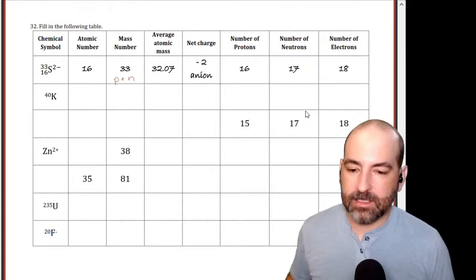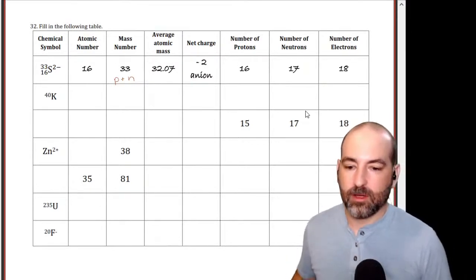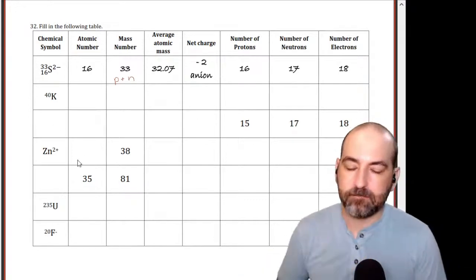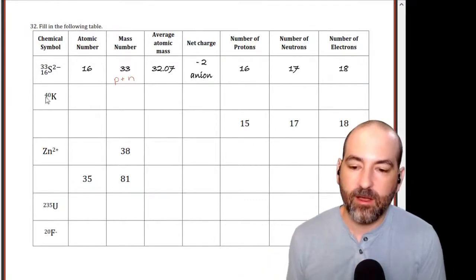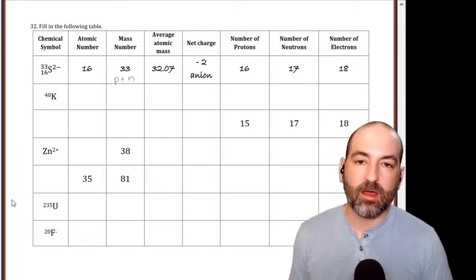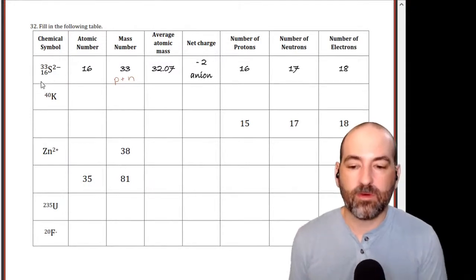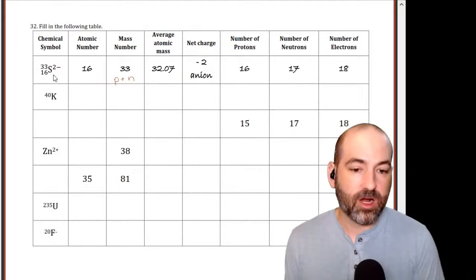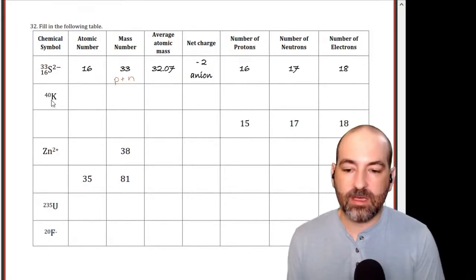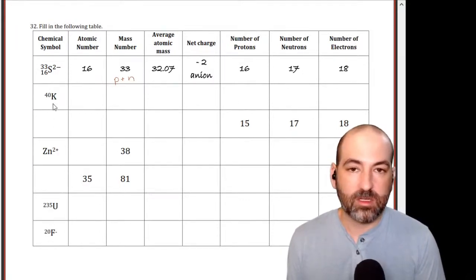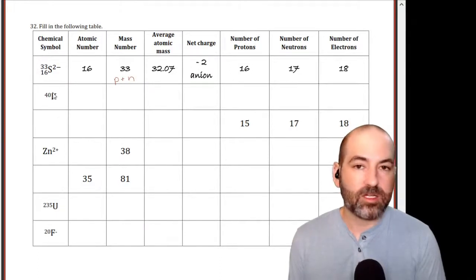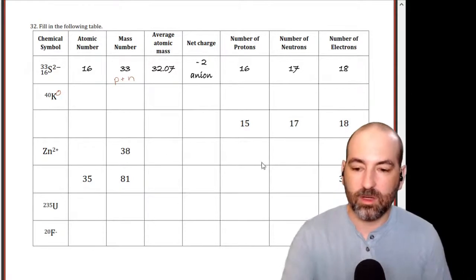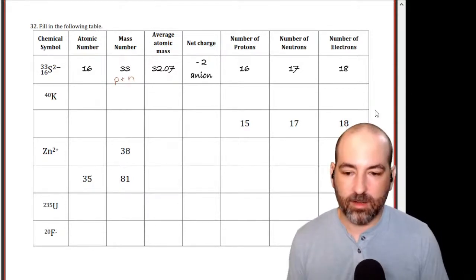All right, let's try the next one. We'll do the next 2 rows together, and then I'll let you figure out the rest on your own. So here we have a symbol of 40K. Notice a couple things different from the sulfur one. For one, the atomic number is not given. For another, there's no charge. Now, the atomic number not being given is fine because we can just look up K. If there's no charge, that means we have to assume that the charge is actually 0. So this is a neutral particle.